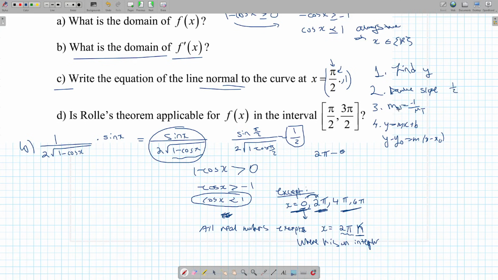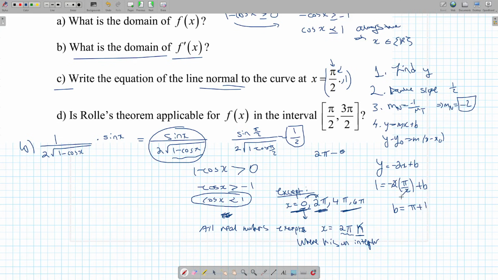Since we want the normal, you have to do negative 1 over this. So flip it and make it negative. So the slope of the normal is going to be negative 2. Last step, mx plus b. So negative 2 x plus b. What's my y and x? My y is 1. My x is pi over 2, plus b. And you get b is equal to pi plus 1.